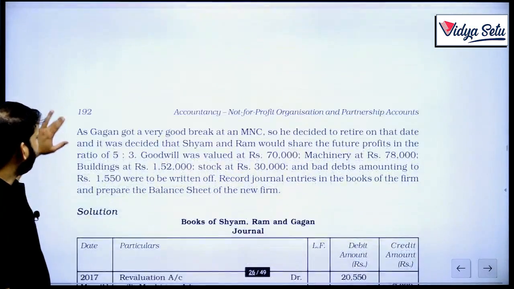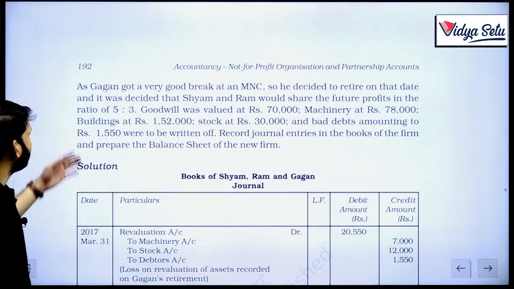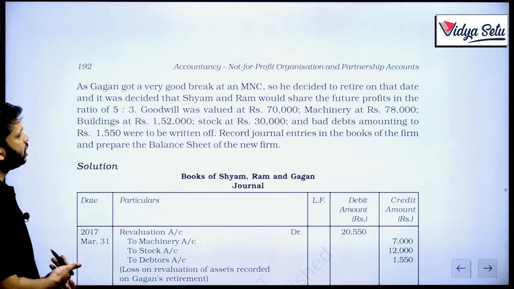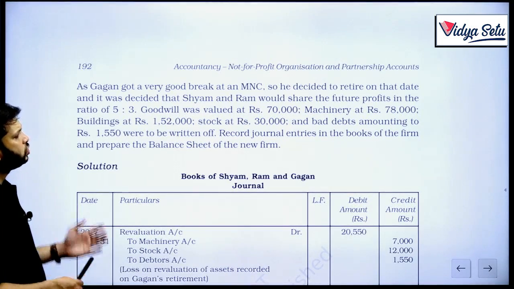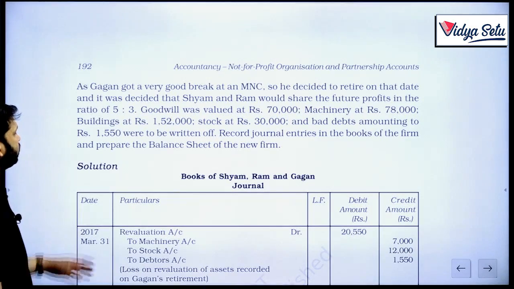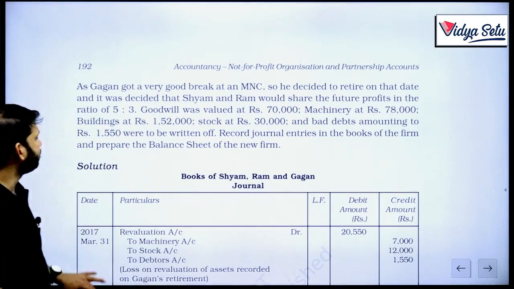Let's see. As Gagan got a very good break at an MNC, he decided to retire, and it was decided that Shyam and Ram would share the future profits in the ratio 5:3. Goodwill was valued at 70,000, machinery at 78,000, building at 152, stock at 30,000, and bad debts amounting to 1,550 were to be written off. Record journal entries in the books of the firm and prepare balance sheets.